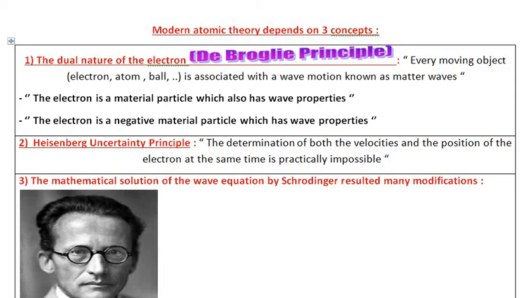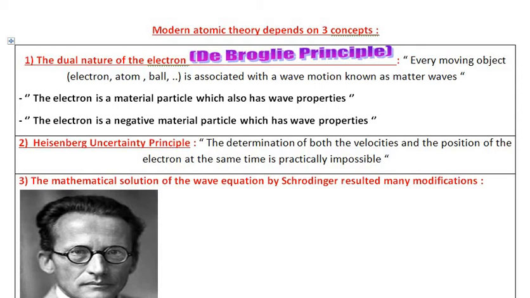Now we are going to talk about the modern theory of atom, which depends on three concepts. First one is called the wave nature of the electron. This concept was put forward by the scientist de Broglie. This concept says that when an electron moves, its movement is accompanied by wave motion. So the electron is not just a negatively charged particle, but it also has wave property. This concept is called de Broglie.